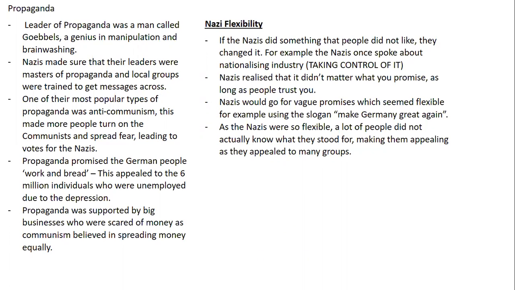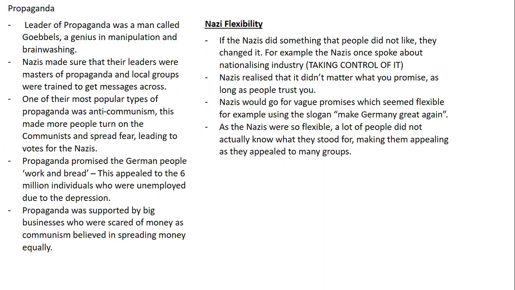The leader of propaganda was a man called Joseph Goebbels, a genius in manipulation and brainwashing. He, alongside Hitler, had the key ideas of the Nazi Party and realized that playing on the emotions, playing on the right messages was absolutely vital in ensuring that people would start to follow and vote Nazi. The Nazis made sure their leaders were masters of propaganda and local groups were trained to get the message across. So everyone had the same skill set to make sure the messages got across.